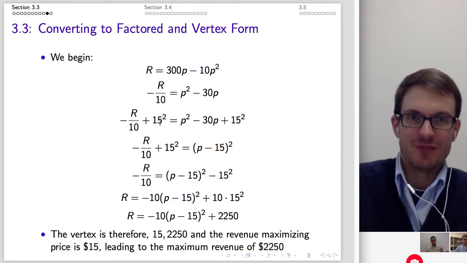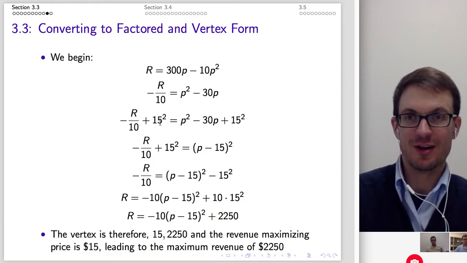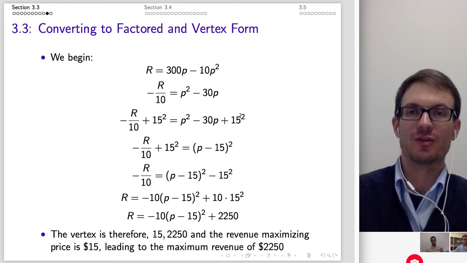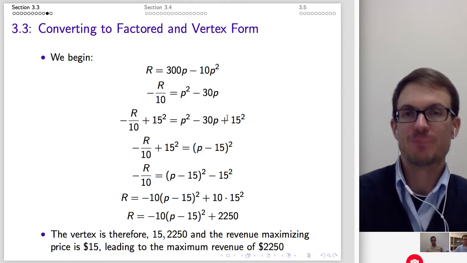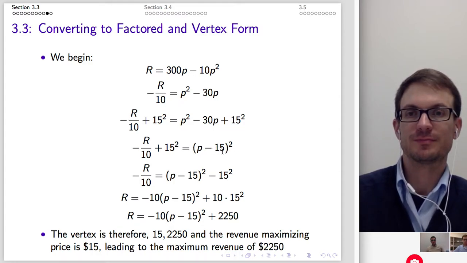I could have added positive 1,000,000 to both sides, positive 10 to the 6th. Doesn't matter. Could subtract 15 squared from both sides, but that's not going to do exactly what we want it to do. It's got to be plus 15 squared, because this here is a perfect square trinomial. Namely, it's p minus 15, that quantity squared.